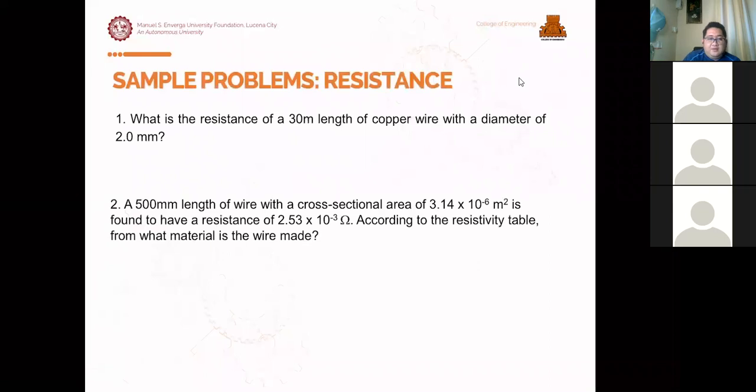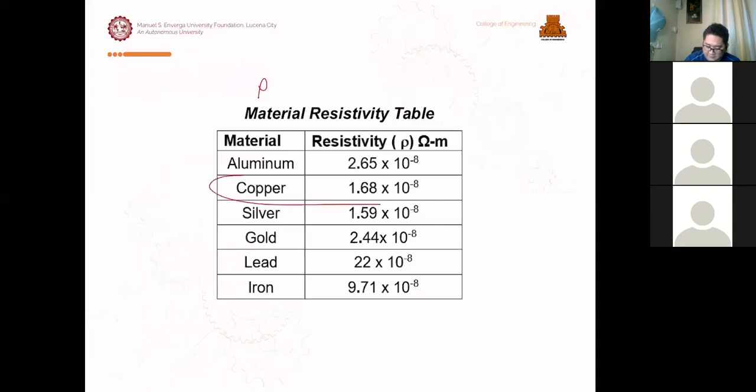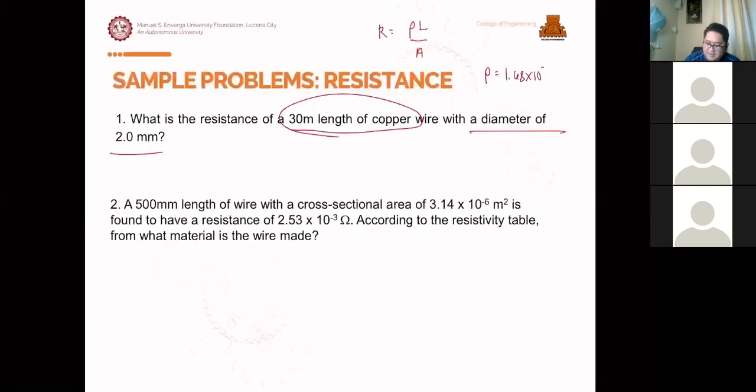So, sample problem tayo with regards sa resistance. Again, yung formula natin for resistance is rho times L over area. What is the resistance of a 30 meter length copper wire with a diameter of 2.0 mm? So, first, hanapin natin yung resistivity natin. Ang material natin is copper. Copper natin is 1.68 times 10 to the negative 8 ohm meter. Length natin kailangan in terms ng meter, so 30 meters, okay na.